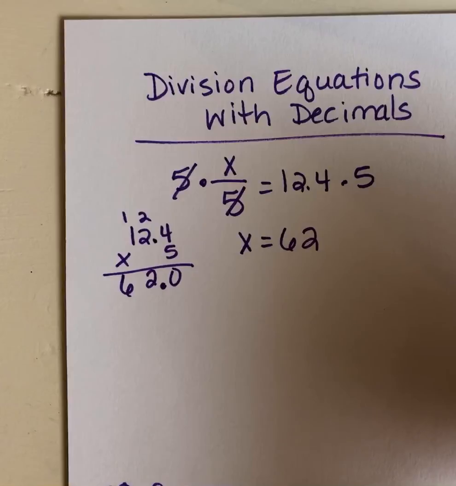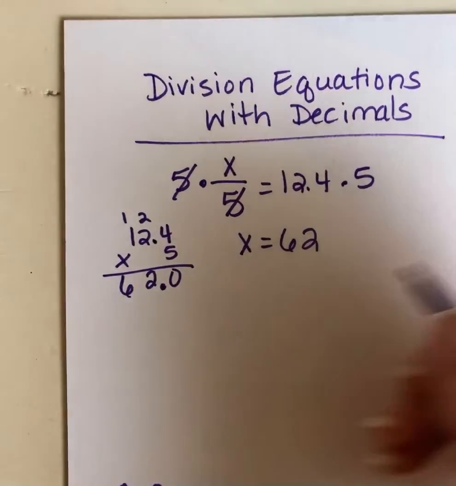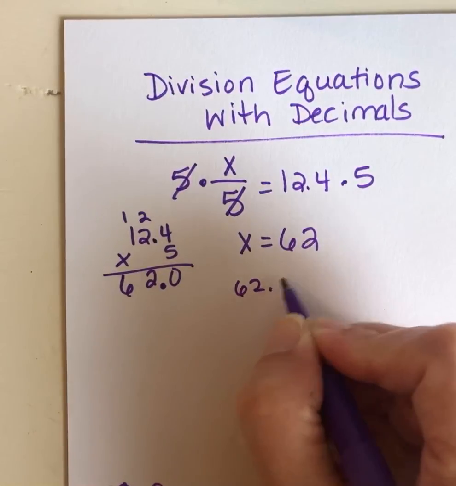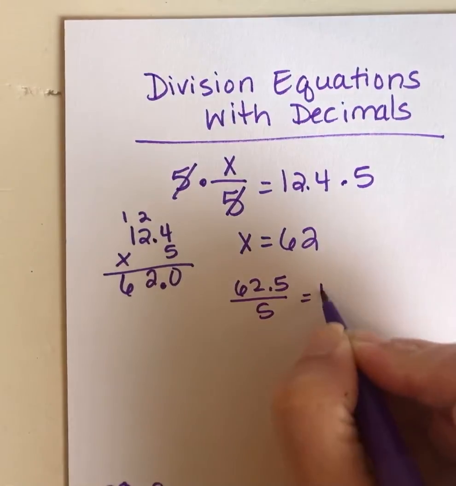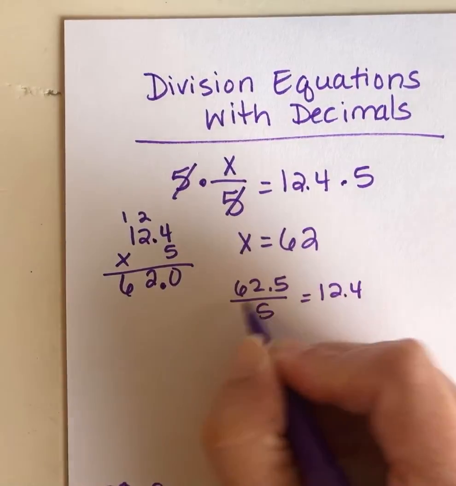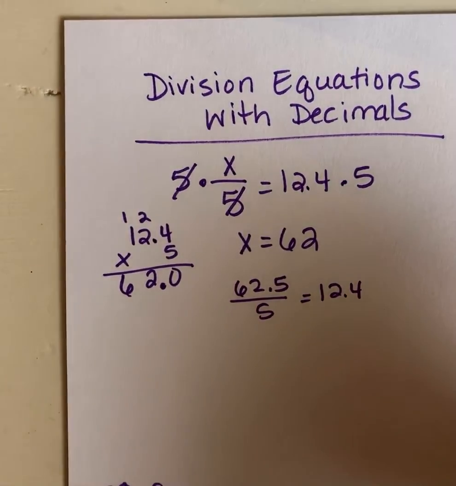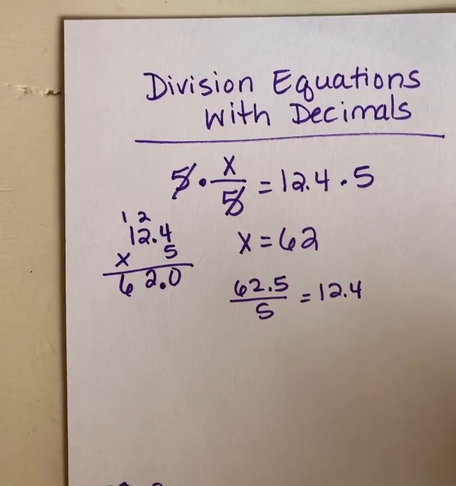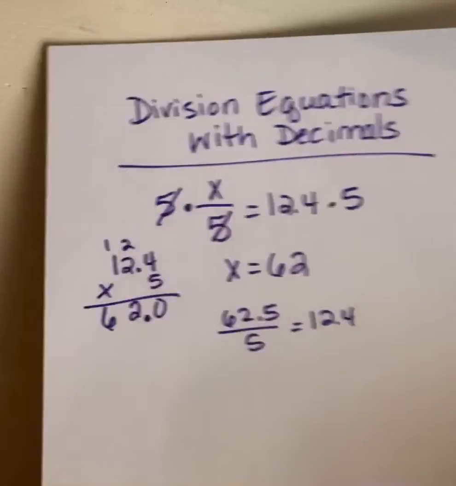You can always go back and check your work and see, does it make sense? Is 62 divided by 5, does that equal 12.4? You would divide it and see if you got the answer right. You can always check your work on these. You will be required to check your work on all of these next year in 7th grade.